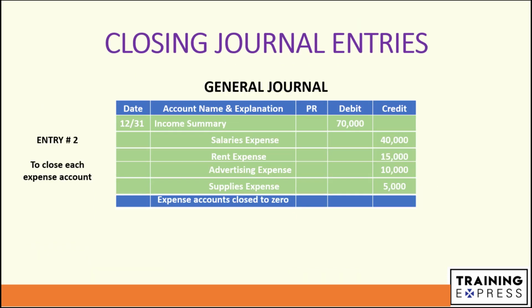The second closing entry will be to close each expense account. If you remember, in the trial balance, there were salaries expense, rent expense, advertising expense, and supplies expense accounts. So we are going to close these accounts now. The normal balance for all of the expenses is debit. So when we are closing them, we will credit them. So this way their account balance will be zero. So let's look at this journal entry. In this case, income summary is debited and salaries expense, rent expense, advertising, and supplies expense are credited by individual amounts.